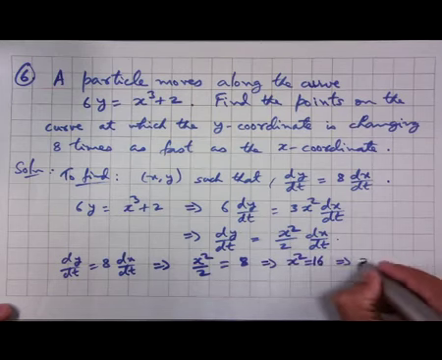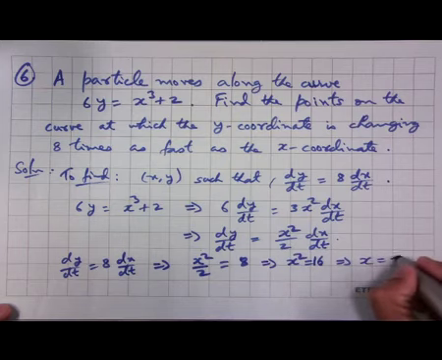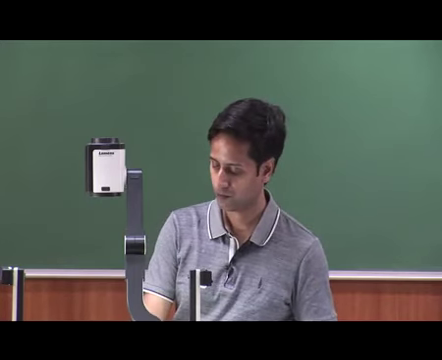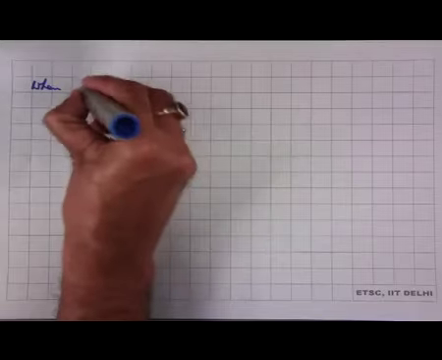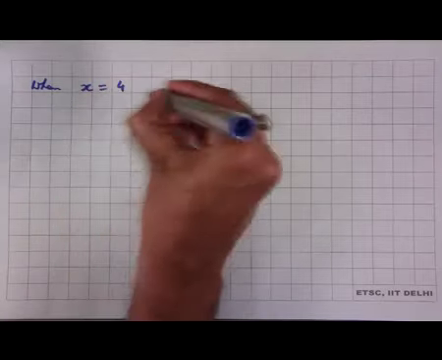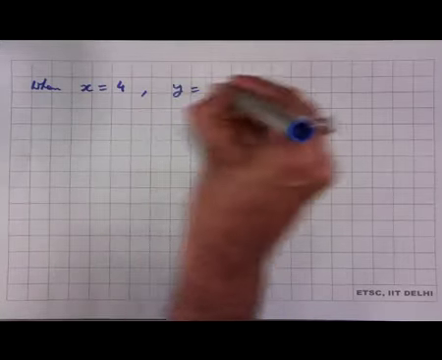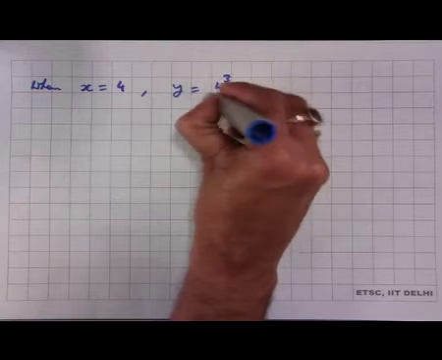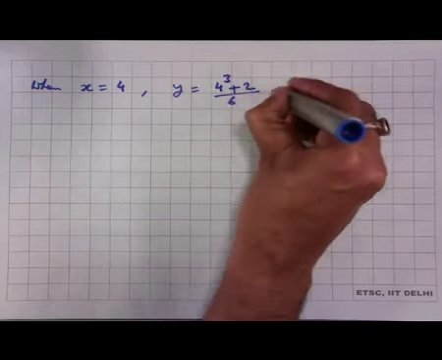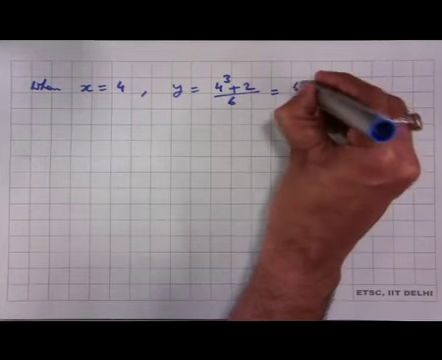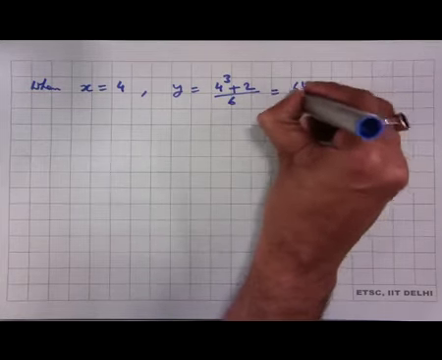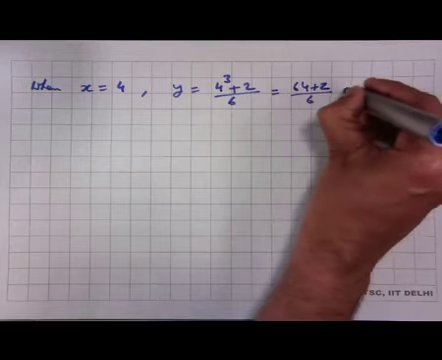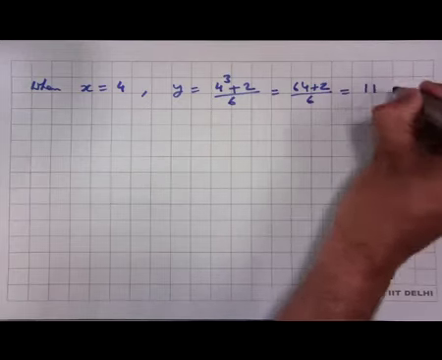So, x has to be plus or minus 4. Now, we need to find the y coordinate also. So, when x is equal to 4, y is equal to x cubed, which is 4 cubed plus 2, divided by 6, which is 64 plus 2 divided by 6, 66 by 6, that means 11.